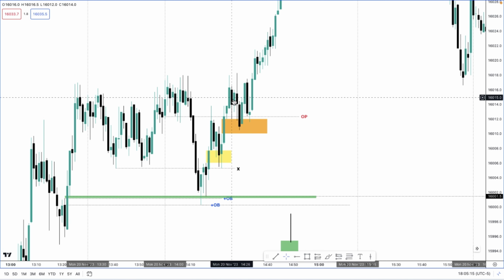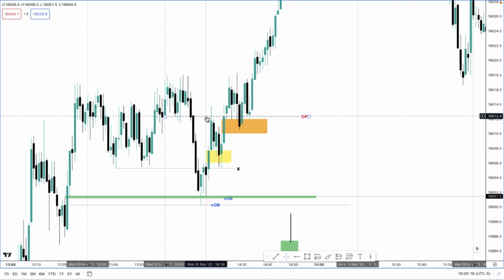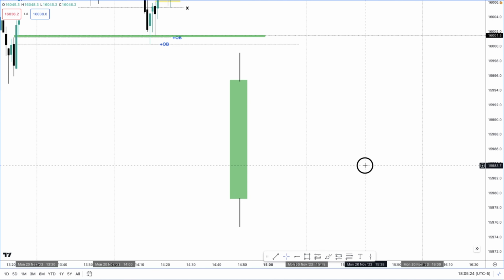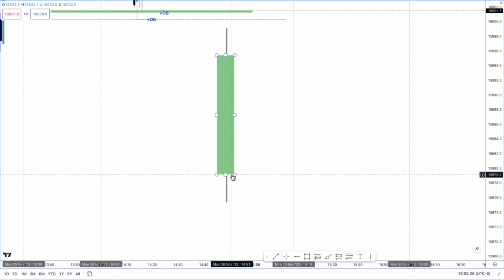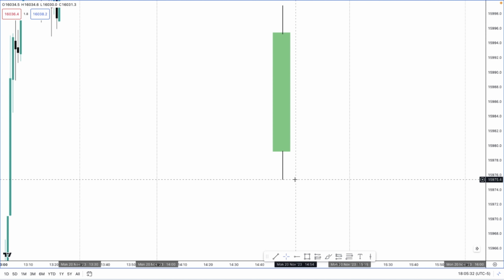What does it do? It returns back below the opening price. When it does that, my money is buying that. Remember what I said? When price opens here, anything below the opening price, smart money is buying that. Now, there's different types of smart money traders. In fact, if you learn this, you'll realize that you're also a smart money trader.